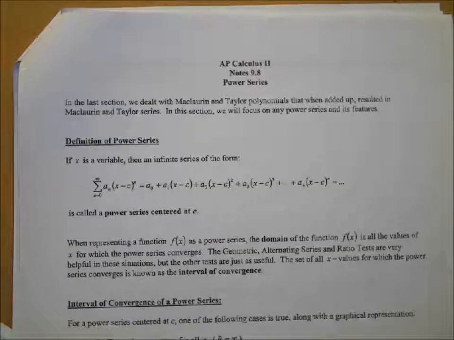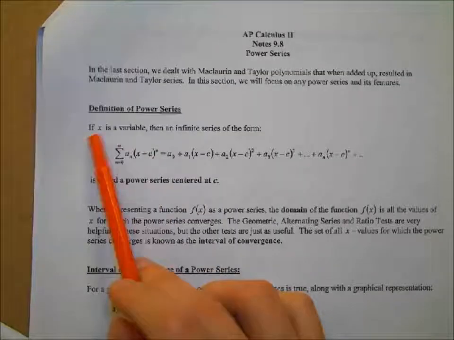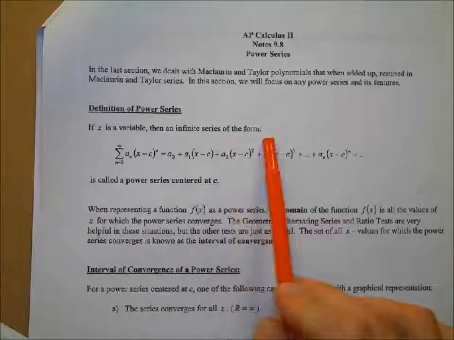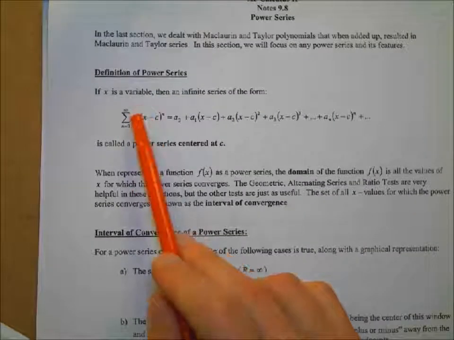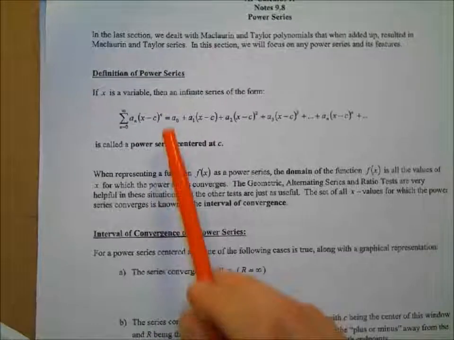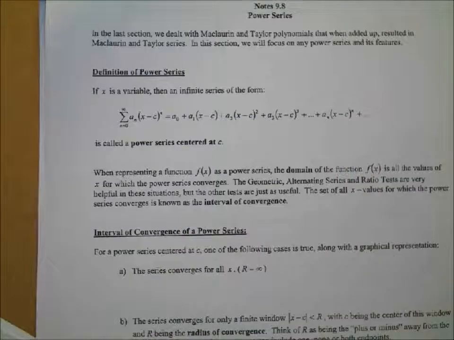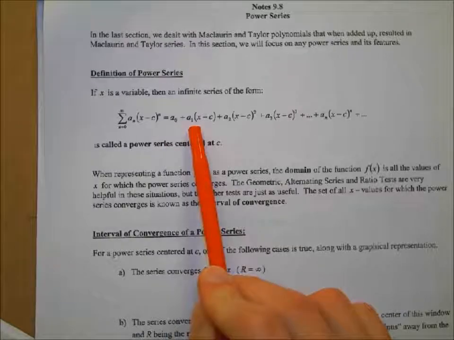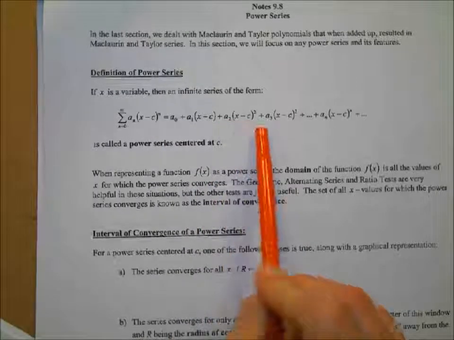So going back to the definition of a power series here, if x is a variable, then an infinite series of the form sum from 0 to infinity of a sub n times (x minus c) to the n is equal to, and again you can see right there, something very typical: a sub 0 plus a sub 1 times (x minus c) plus a sub 2 times (x minus c) squared, and so on and so forth.